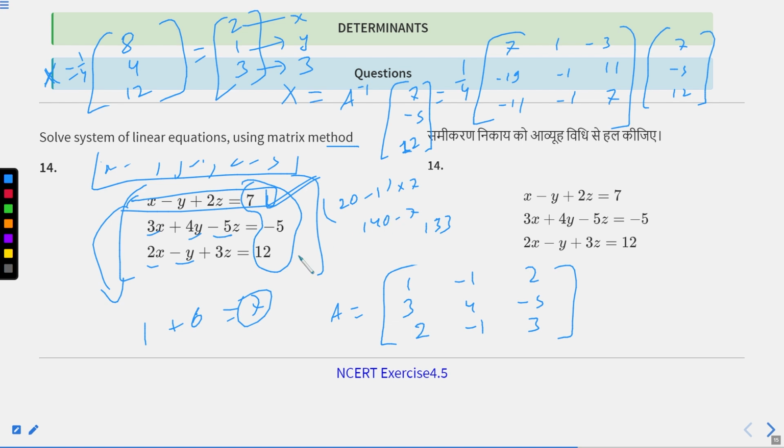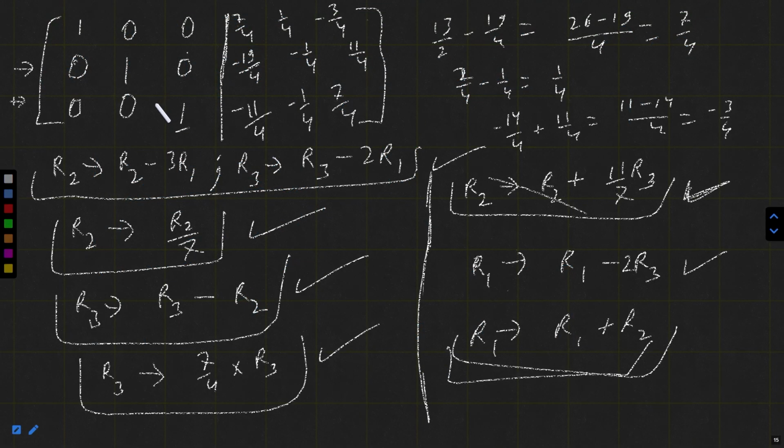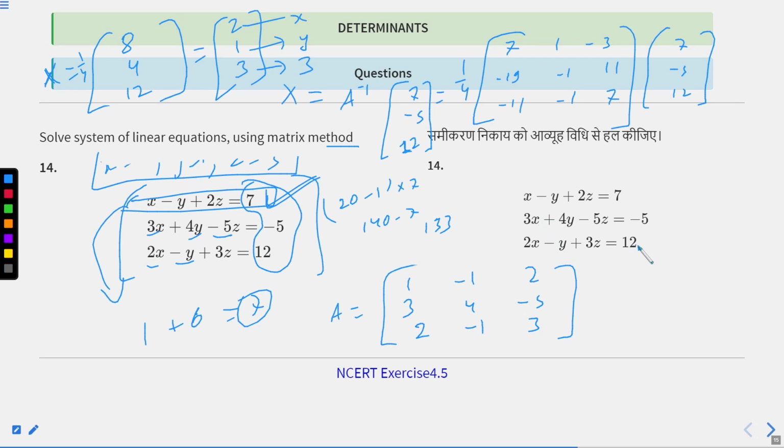So I hope that you understood how we got our A inverse using elementary row operations. Okay, simple, very easy to do. I hope that it is clear to you. Very easy to perform these row operations. Clear? Now let us move to the next slide.